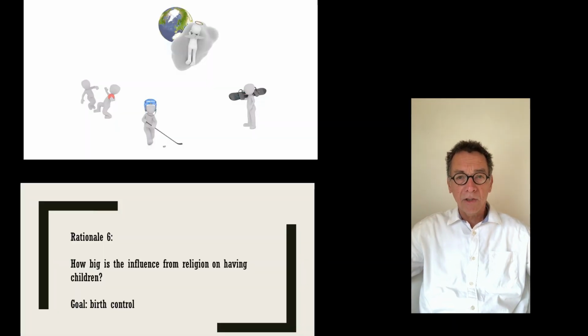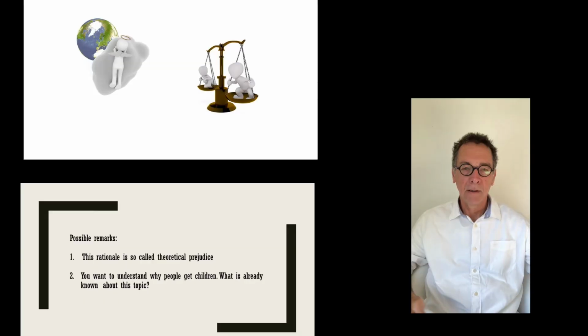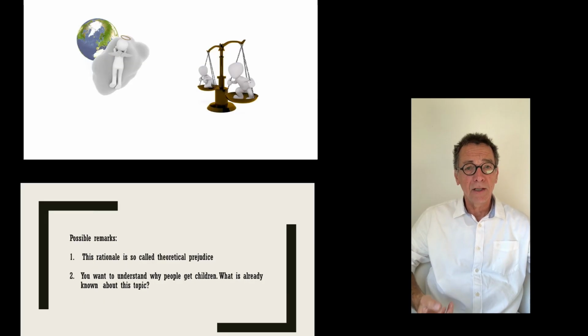Let's take a look at rationale number 6. How big is the influence from religion on having children? And the goal of this research is birth control. This rationale is a so-called theoretical prejudice. The researcher has formulated as a starting question, as a first question, what is the influence of religion on having children? But maybe other factors are important too, and probably other factors are important too.